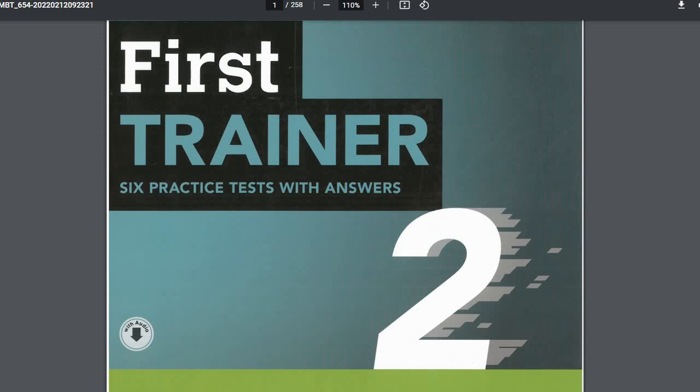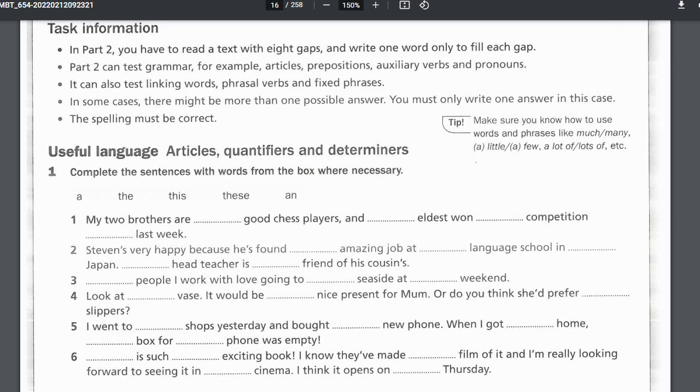Okay, so if you go to page 16, we're going to have a look at part 2. The other day I recorded the video for part 1, so now we're going to get started with part 2. Parts 1, 2 and 3 are the same. This means that you will have a text with 8 gaps. Then you have to use different words to complete the gaps, but that initial structure is the same.